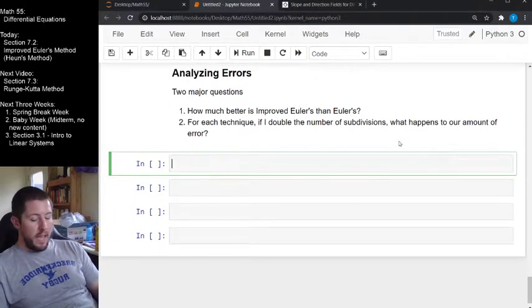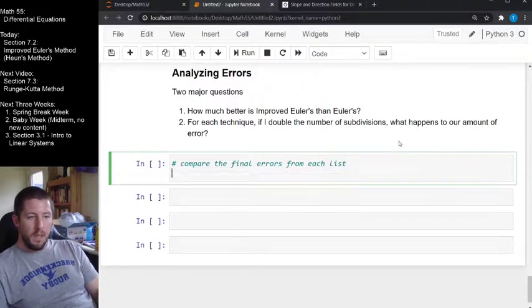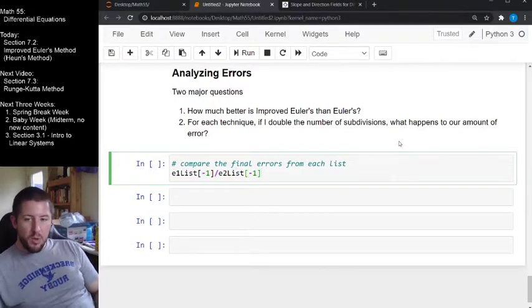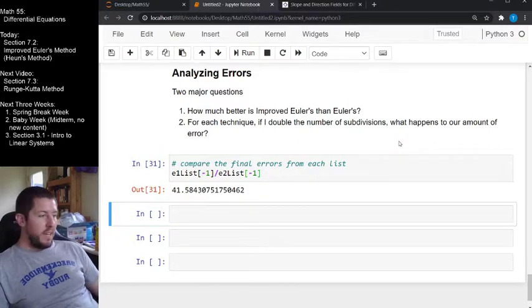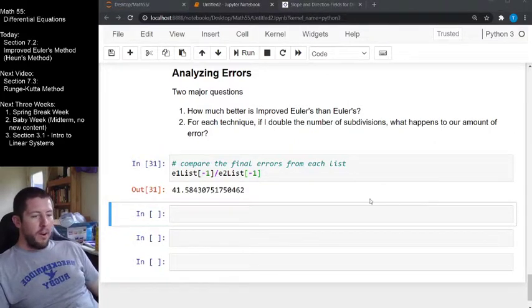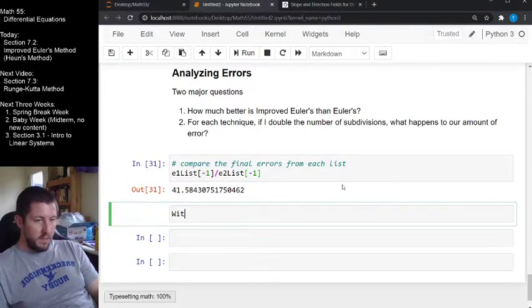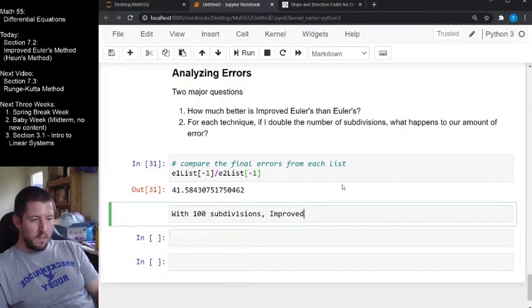So one thing I can do is compare the final errors from each list. So I'm going to do my E1 list, take its last item, the negative 1th index, and divide by E2 list, the last item from E2 list. This is going to take our 100 subdivisions with Euler's method divided by the 100 subdivision error with improved Euler's method. And it looks like with 100 subdivisions, Euler's method had about 41 times as much error as improved Euler's.